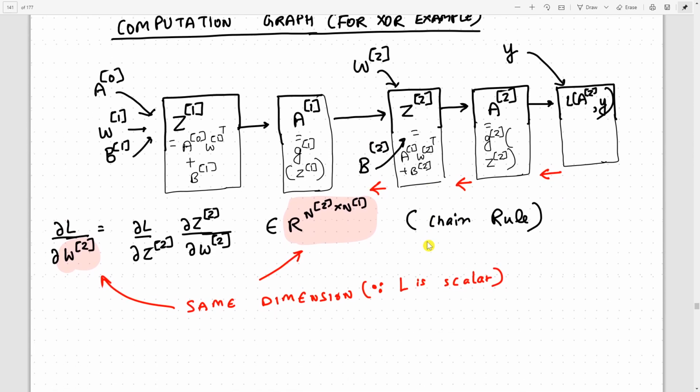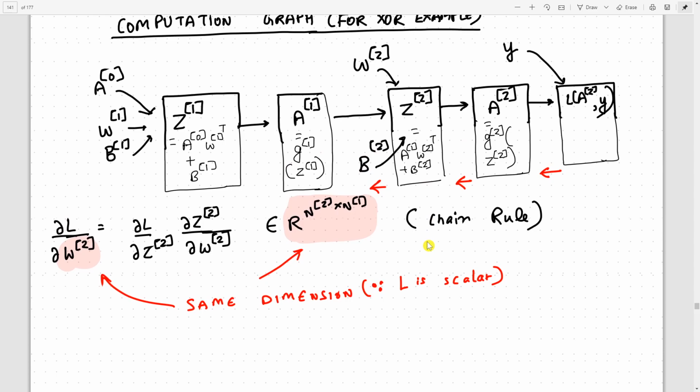Taking the same calculation forward, we can also calculate the gradient of the loss with respect to W2. I would want you to take a couple of minutes, look at what I've already written on the slide, take this forward, and then try to compute the gradient with respect to W2.